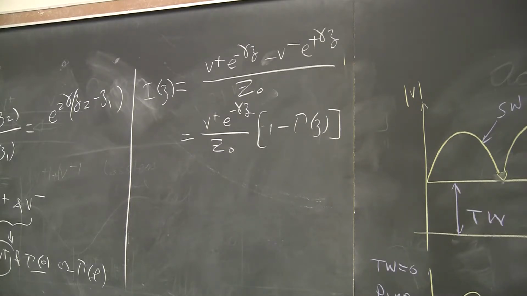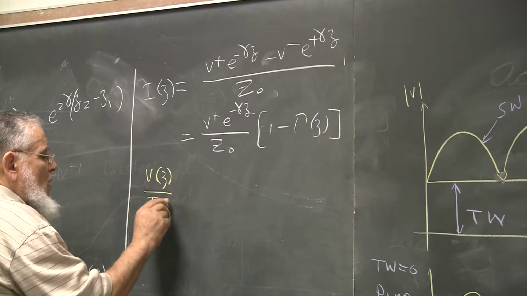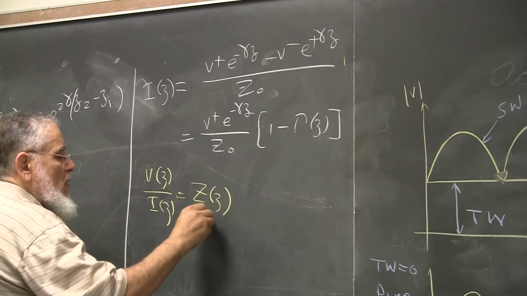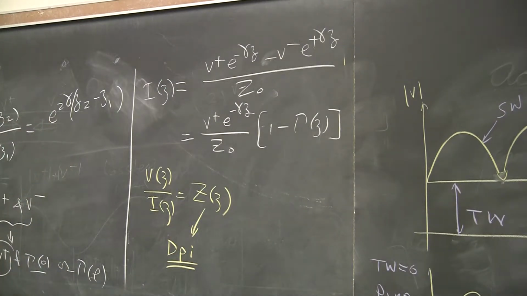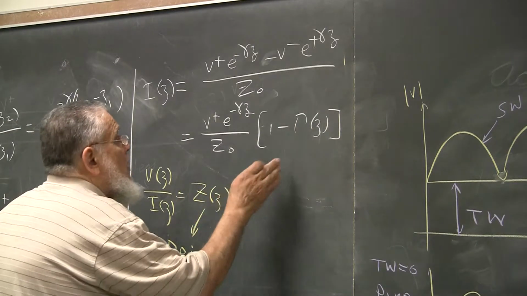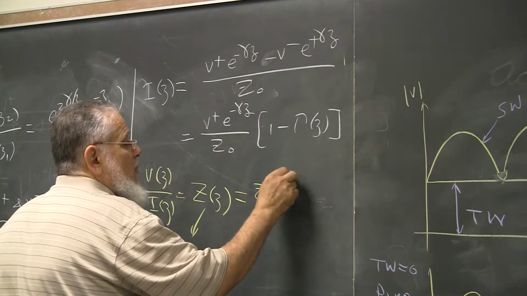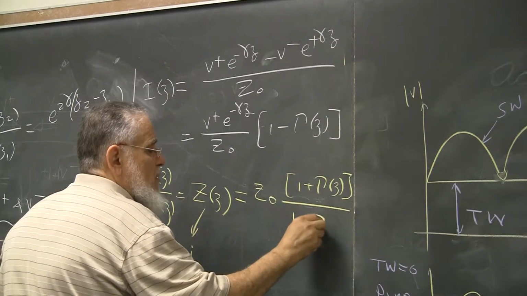And if I divide V of Z over I of Z, which we call the impedance at any location, Z of Z, that's what we call the driving point impedance. The driving point impedance is the ratio of the voltage over the current at any location on the line. That would be equal to, you take the ratio, you end up with Z naught times 1 plus gamma of Z divided by 1 minus gamma of Z.